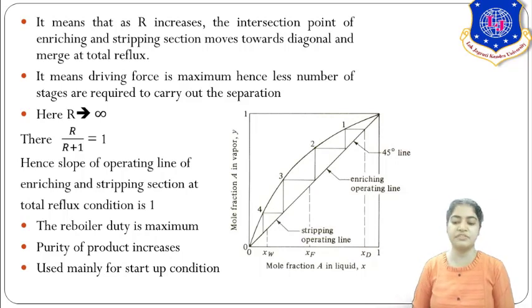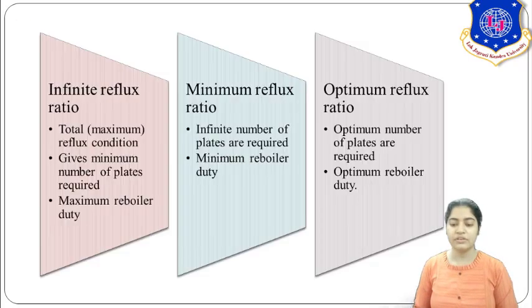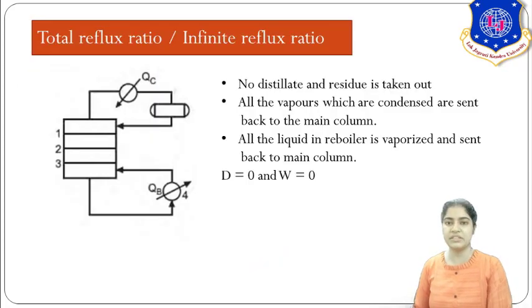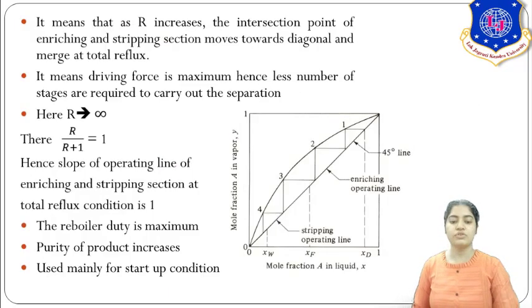In the figure, the operating lines of the enriching section and stripping section have both merged with the diagonal. So that is the meaning of total reflux. What is R here? The reflux ratio is infinite. From the analytic point of view, R is L by D. But here D is 0, hence L by 0 is infinity. So at total reflux, the R value is infinity, whereas the slope of your operating line, R upon R plus 1, is equal to 1. The slope of the enriching section is 1 at total reflux condition.